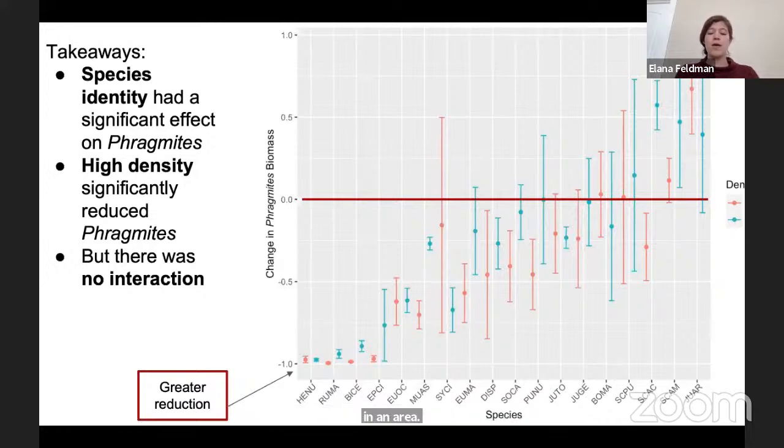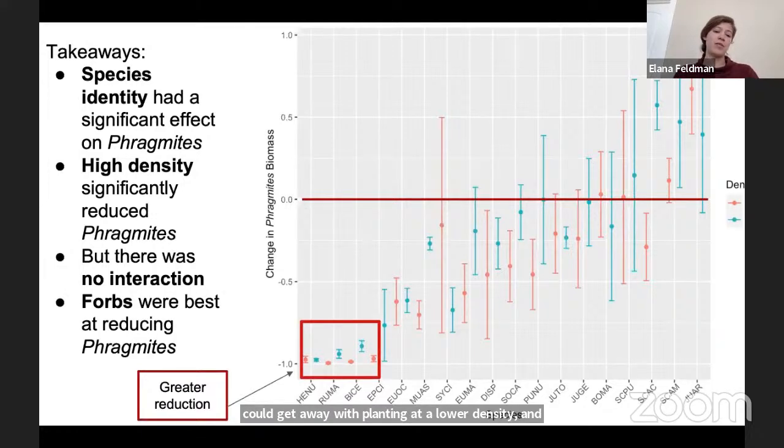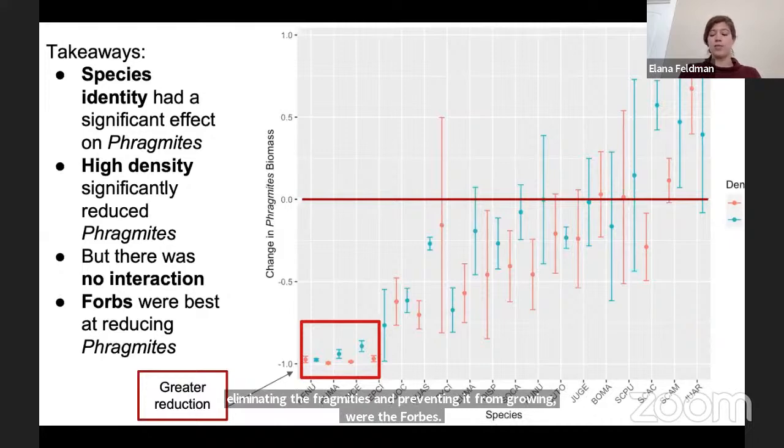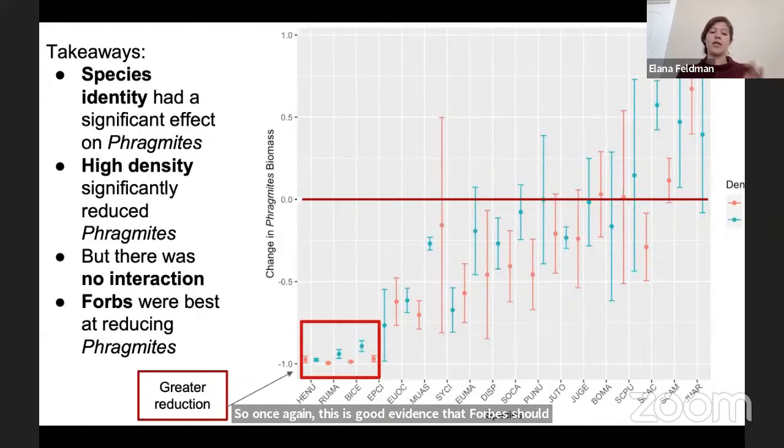So for right now, I recommend focusing on using the best species you can at the highest densities you can afford to seed at. But as you can see, probably some of these species, you could get away with planting at a lower density and still get some pretty good reduction of Phragmites. And similar to what Ray found, I found that the species that were almost entirely eliminating the Phragmites and preventing it from growing were the forbs. So once again, this is good evidence that forbs should be included in these seed mixes. And I'll get into later exactly what those species were that worked well.